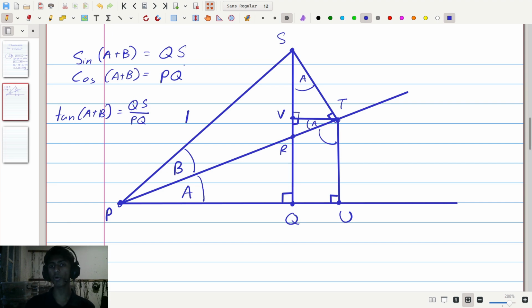Now let's actually go on to try to solve sine of A plus B, cosine of A plus B, and tan of A plus B in terms of sine, cosine, and tangent of A and B. So looking at this, we can see PS is 1.